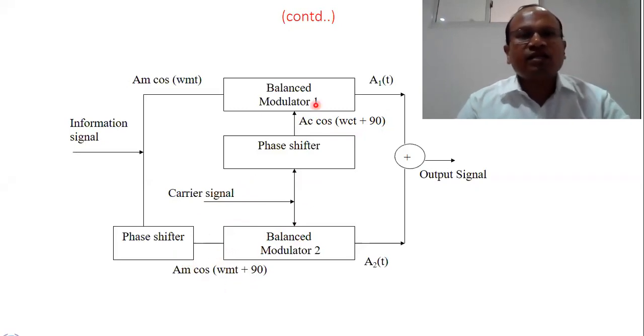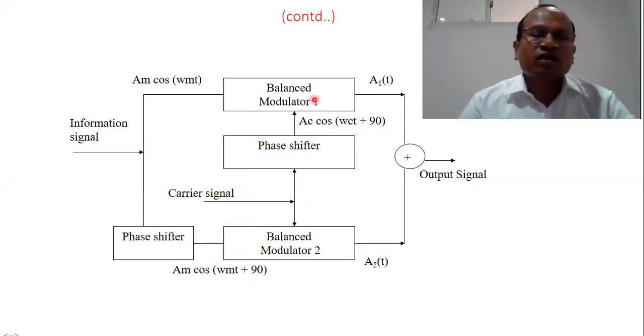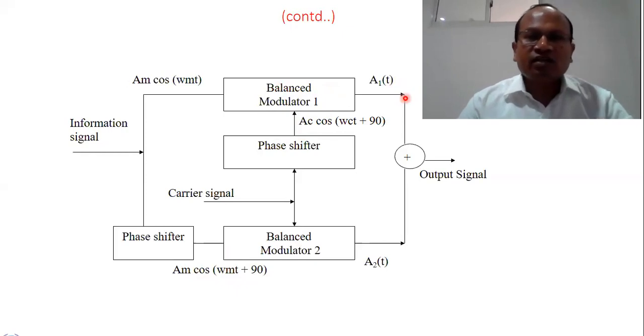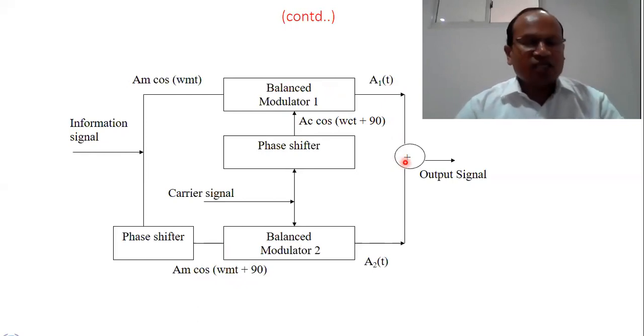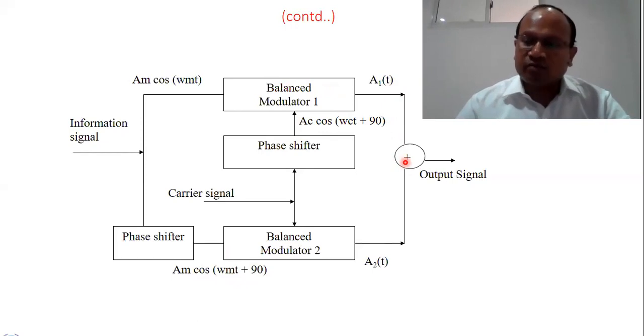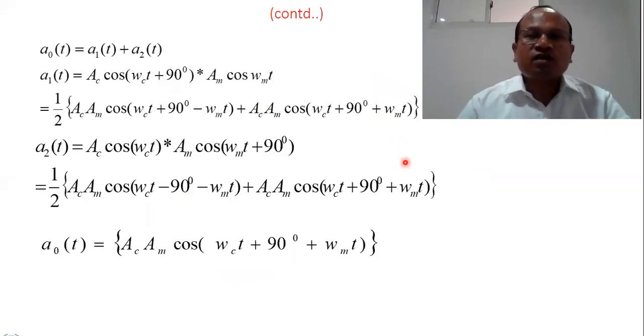So if we can see one interesting diagram, in one balance modulator, the original carrier and the phase-delayed modulating signal are sent, and in the second balance modulator, the original message signal and the delayed carrier signal are sent. So we get two signals, a1(t) and a2(t), and both are mixed together, and we get the output signal, and this output signal is our single sideband. All right. So this is the phasing method.